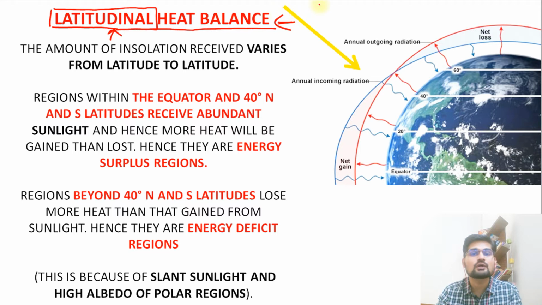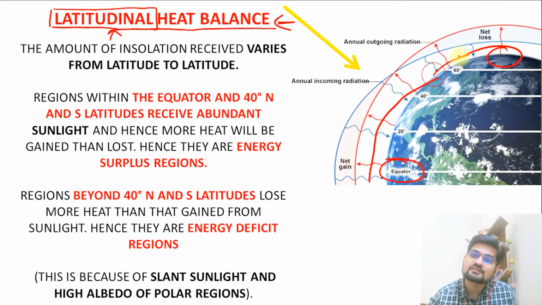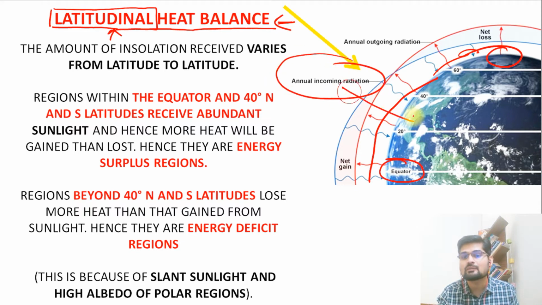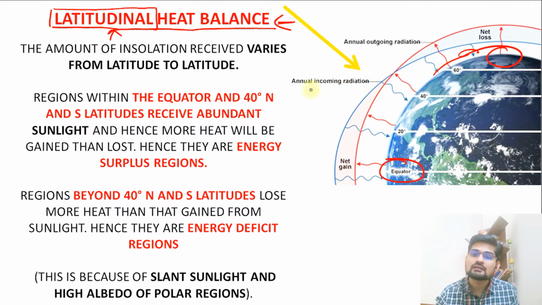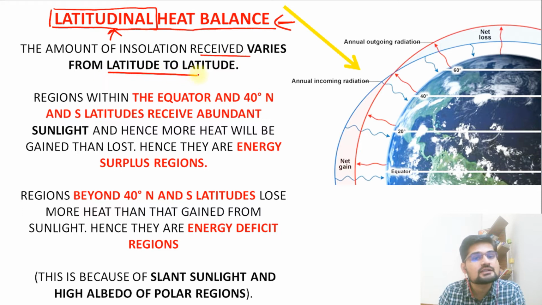So in heat budget, what did we do? We took this entire budget sheet of the incoming insolation, that is in the short wave radiation, and the outgoing, that is in the long wave radiation. So we tried to fix the balance between that. But here we are trying to fix the balance between different latitudes, from equator to the poles. How is this balance on the surface of the earth, not with the outer space incoming and outgoing, but on the earth's surface across latitudes itself? So the amount of insolation received varies from latitude to latitude.